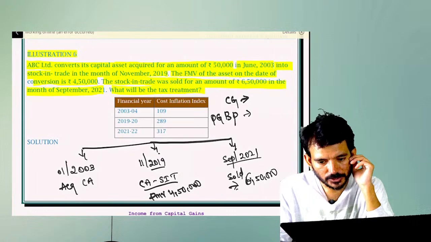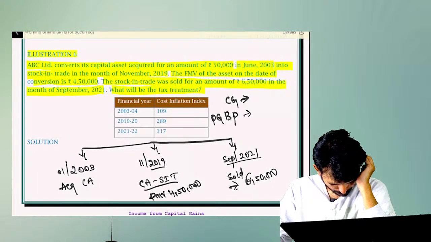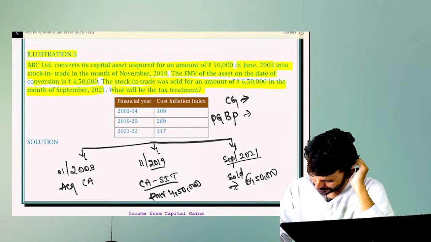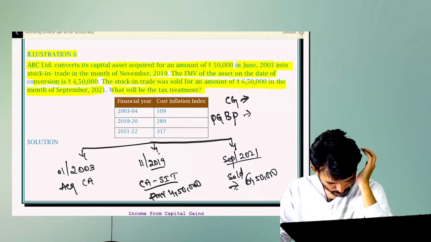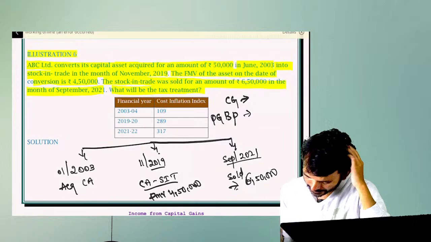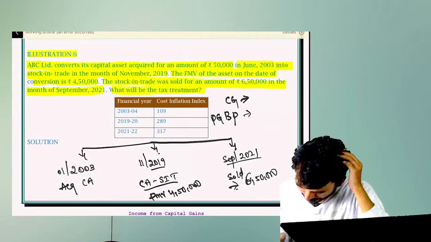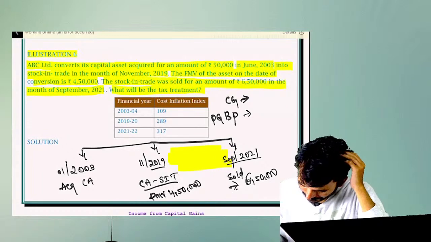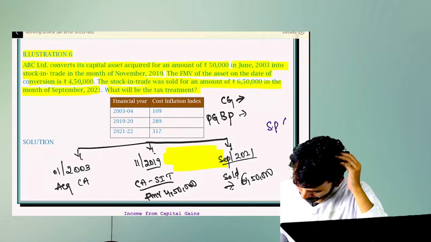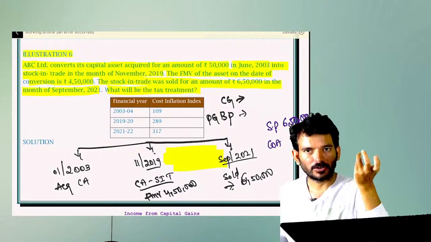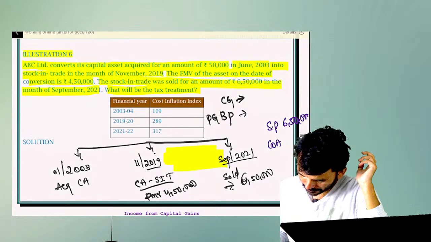So for PGBP, Jacob is saying 44 lakh, 4 lakh capital gain. I would say wrong, Jacob. See, for PGBP, it is a stock in trade. Their selling price is 6.5 lakh. Their cost of acquisition, you should not say cost, it's just COGS. Cost is 4.5 lakh.